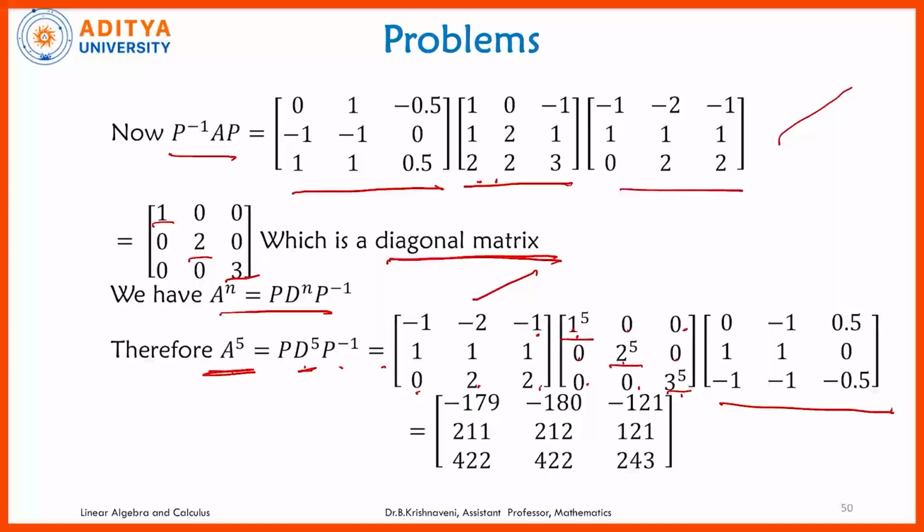Already we calculated P inverse, which is given by [0, minus 1, 0.5; 1, 1, 0; minus 1, minus 1, minus 0.5]. On doing the multiplication, we got A power 5 is equal to: first row minus 179, minus 180, minus 121; second row 211, 212, 121; and the third row 422, 422, 243.